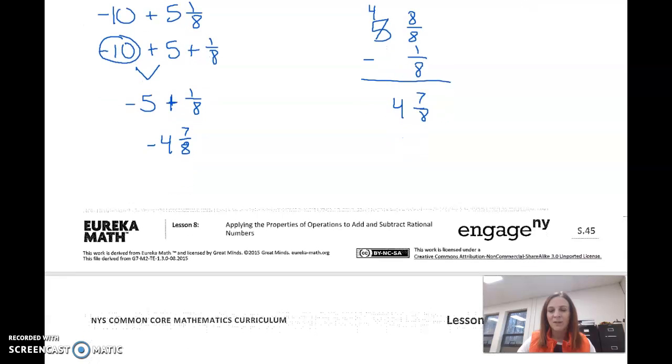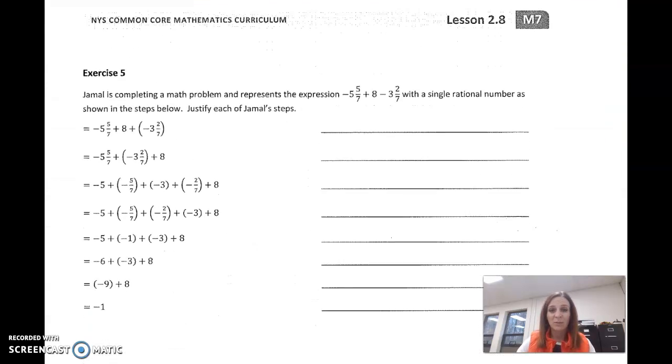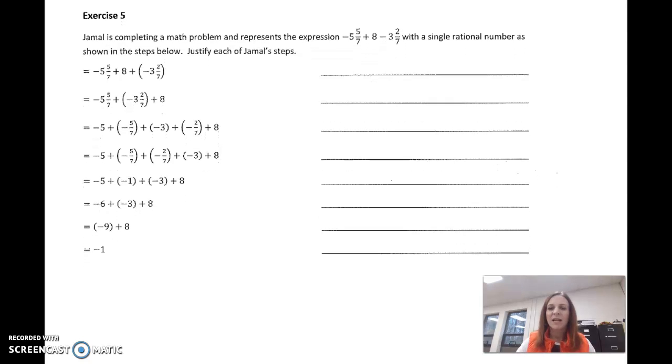One more example. This one I need you to pay attention to because you're going to have to do something like this in your homework. Okay? And this comes kind of like from our power standards where we have to explain what we're doing. This is way bigger than what you're usually going to have to do, but it's going to be good practice. So Jamal is completing this math problem, and he writes it like this: -5 5/7 plus 8 minus 3 2/7, and then he wants to replace it with a single rational number. He just wants to solve it. He just wants to get to a number at the end.